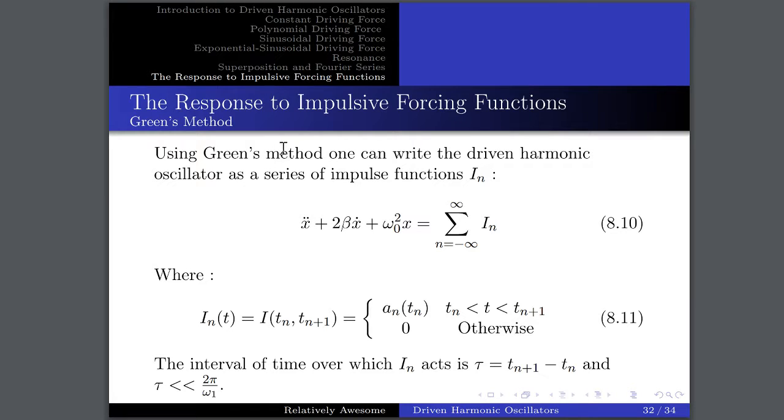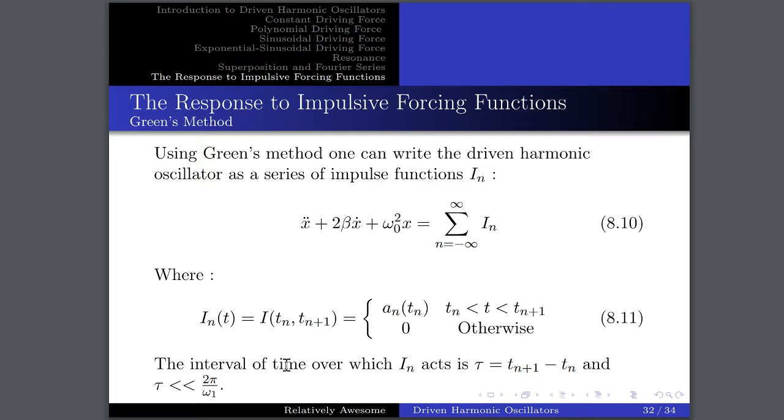Using Green's method, one can write the driven harmonic oscillator as a series of impulse functions I sub n, writing it in this manner, where I sub n of t is a piecewise function, where it is a function of t of n and t of n plus 1, and is equal to a sub n of t of n between the intervals t of n plus 1 and t of n, and otherwise 0.